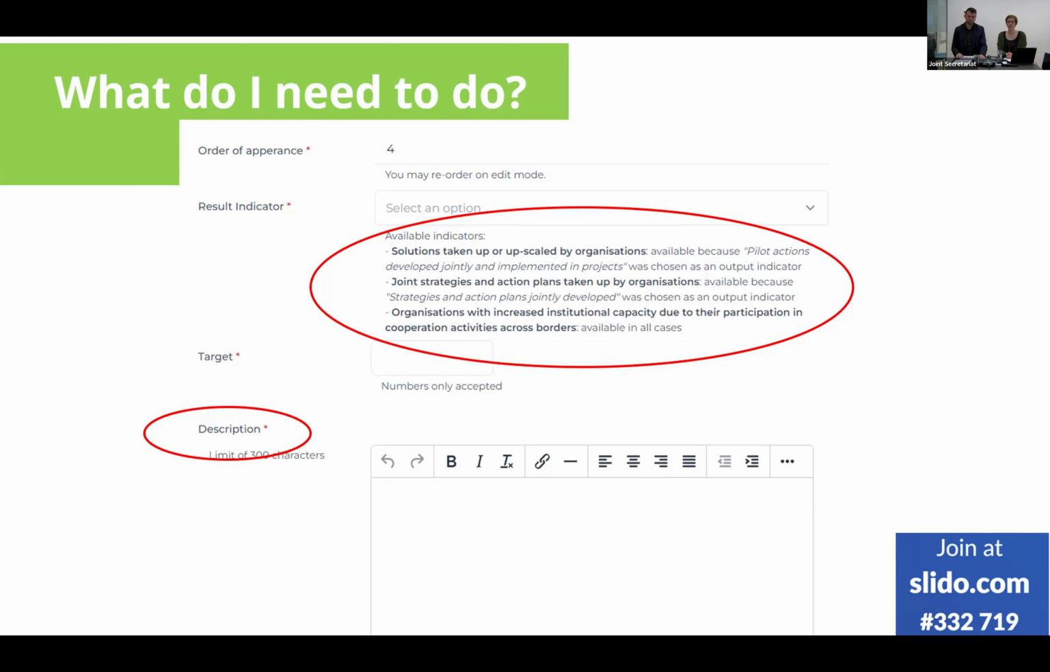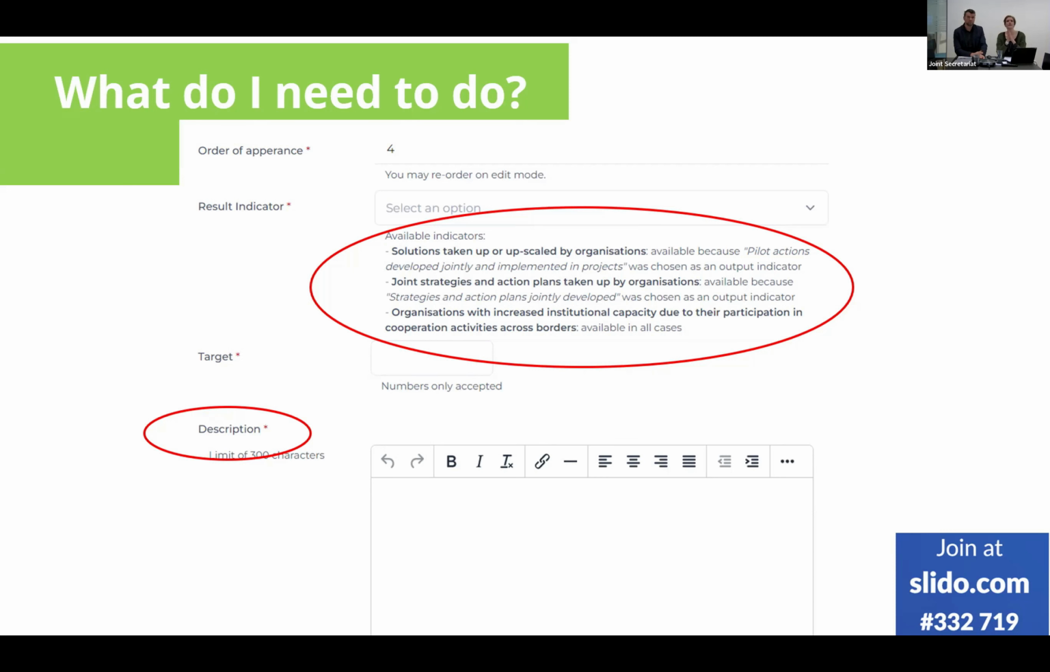So you're welcome to refer to the output indicators. But as the main parts, what we would like to see here, you should really highlight which kind of solutions, strategies, or action plans will be taken up, or of course, the capacity building indicator, which we will come to later on. Then you should explain by whom they will be taken up, how, and where. And since you only have 300 character limits, this is already a lot we are asking you to put in here. But I think this is what you should keep in mind, at least when filling out this description.